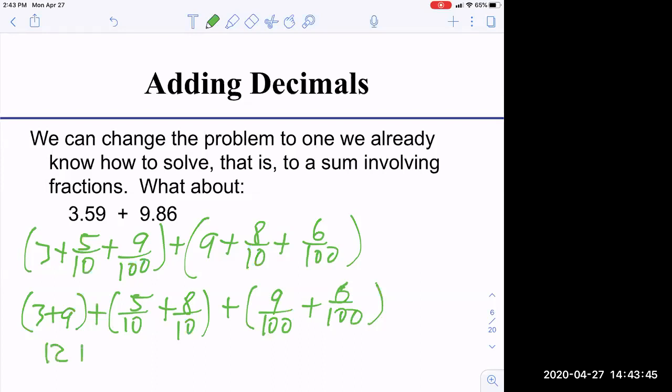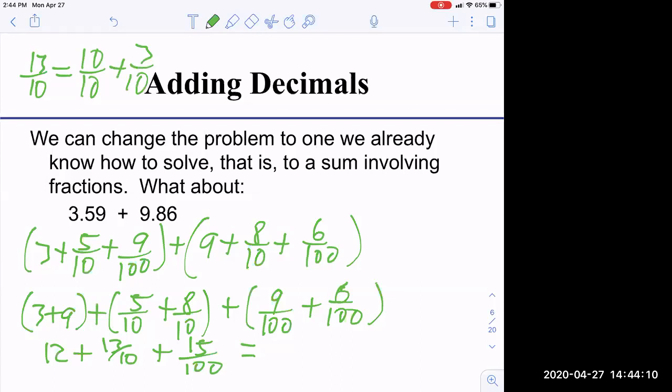We have 12, but this is now 13 tenths plus 15 100ths. So the 13 tenths, if I have some white space, that's 10 tenths plus 3 tenths. That becomes a 1 plus the 3 tenths. So now we have another 1. We have 12 plus 1. We have the 3 tenths.